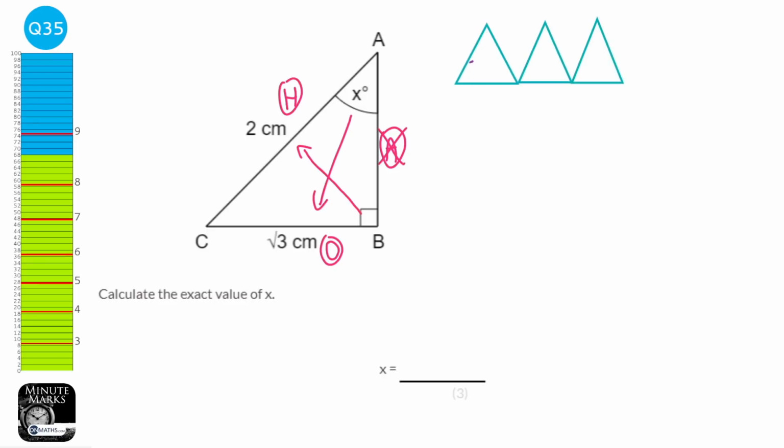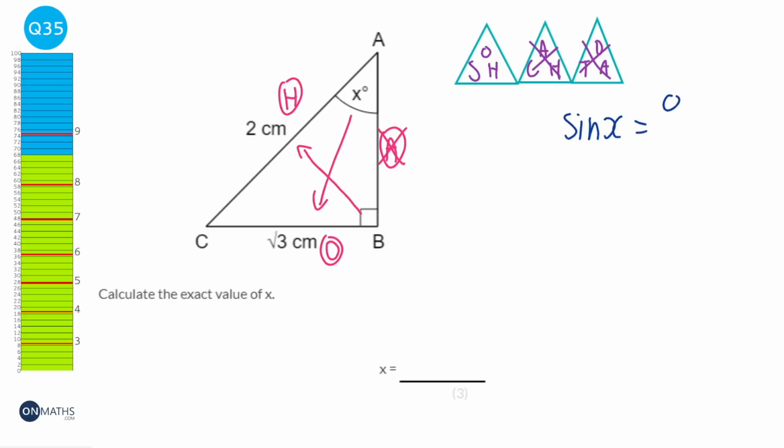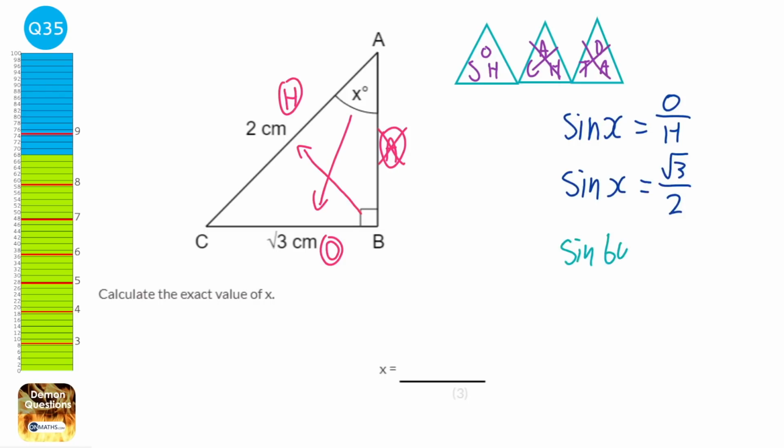And so we've got SOH CAH TOA. And we've just crossed out the adjacent, so we don't need this one and we don't need this one. And we're going to end up with SOH, which is short for sine of the angle equals opposite over hypotenuse. The angle is marked as x, so sine x equals √3 over 2. You need to know from memory that sine 60 is √3 over 2. And notice here that x therefore is going to equal 60.